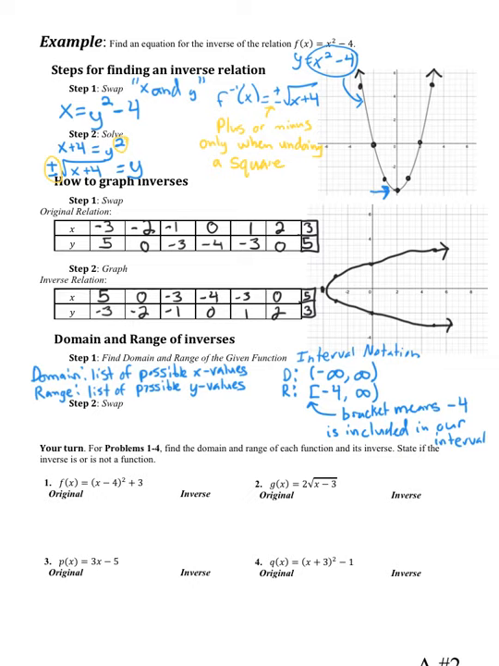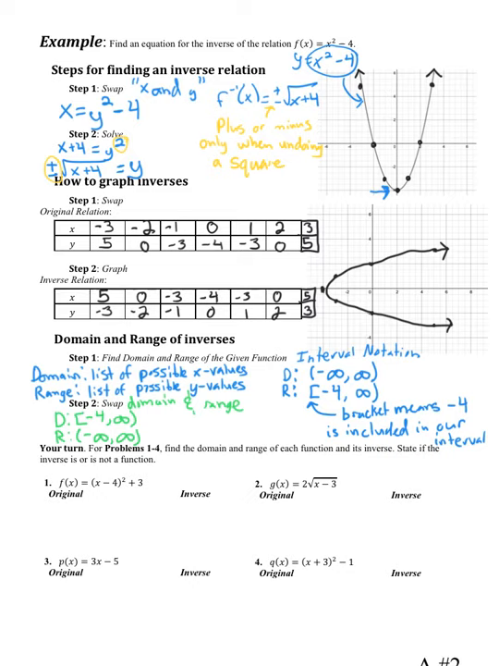So the original relation, the domain was negative infinity to positive infinity, and we're going to swap the domain and range. So if we can find it for the original, the domain of the inverse is going to be negative 4 to infinity. The range of the inverse is going to be negative infinity to positive infinity. Okay?